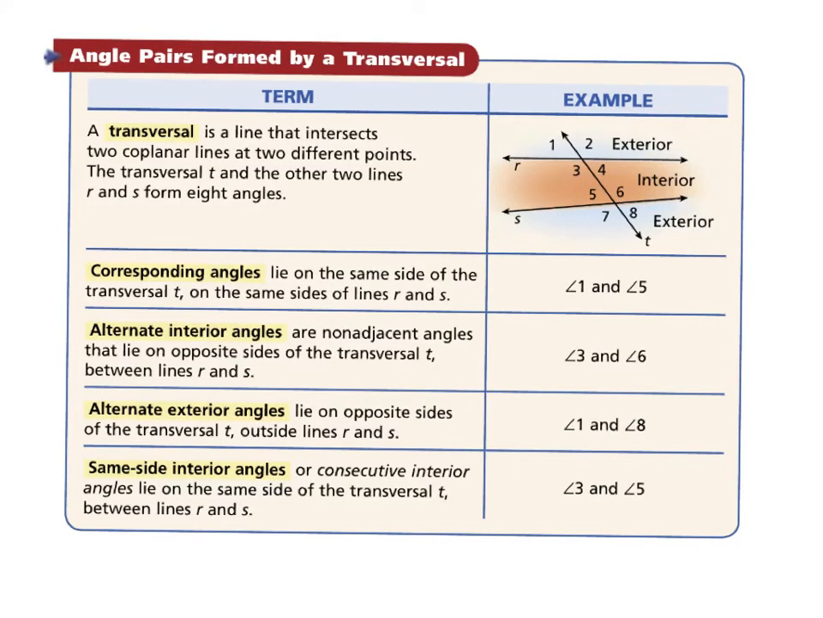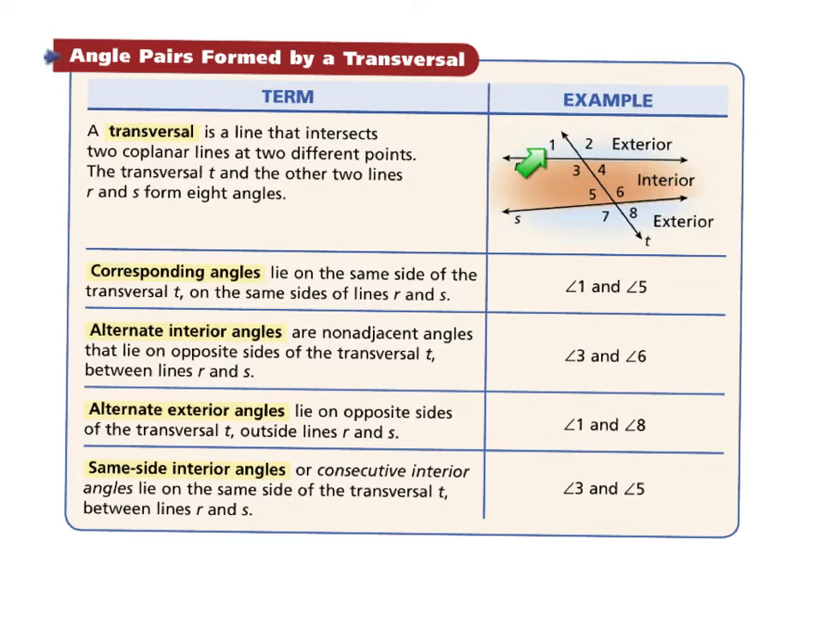The next 5 vocab words are all kinds of angles that are formed by a transversal. So, if we have 2 coplanar lines, so if you're looking at this picture, lines R and S, a transversal is a line that intersects those 2 coplanar lines at 2 different points. The transversal, T, and the other 2 lines, R and S, form 8 angles.